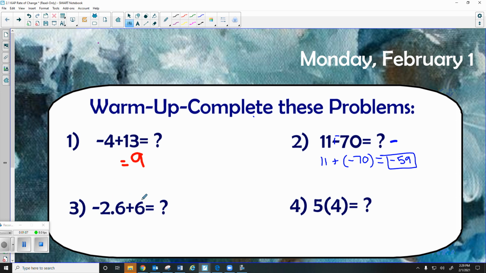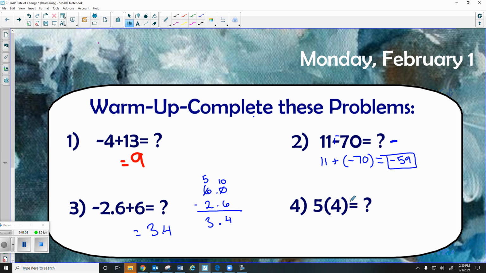Okay, again, addition of different signs. I have more positive, so my answer is going to be positive. But for this one, you definitely want to work it out because there's some regrouping. 6.0 and 2.6. Of course, line up those decimals. And this is where the mistake happens. If you did it in your head, there's regrouping. Okay, 4, bring down the decimal, 3. My answer is a positive 3.4.